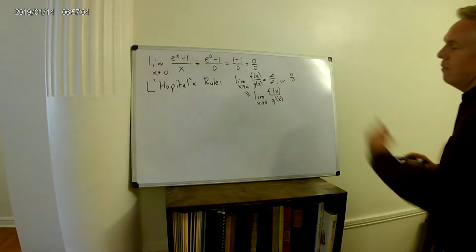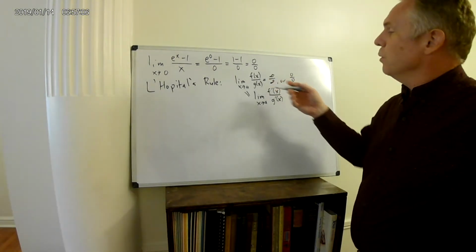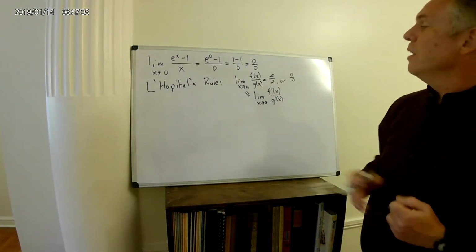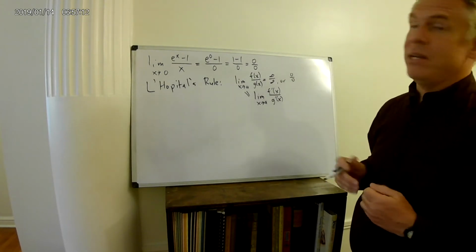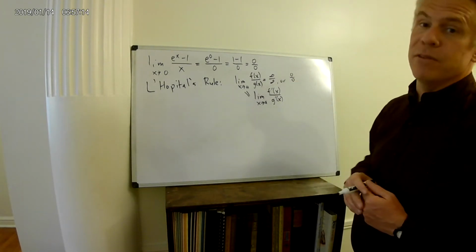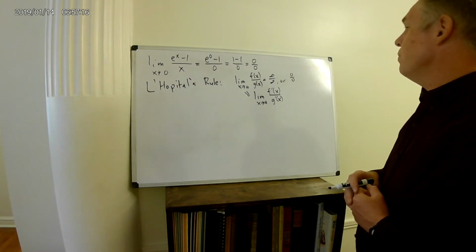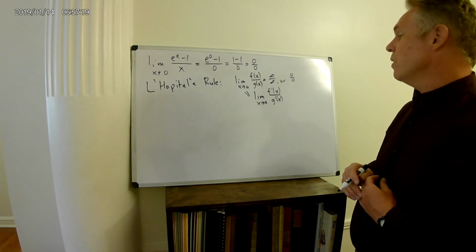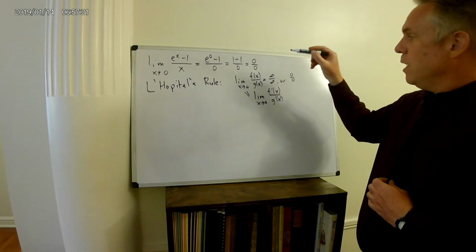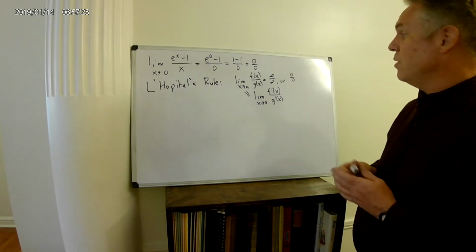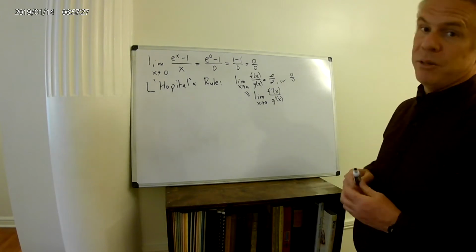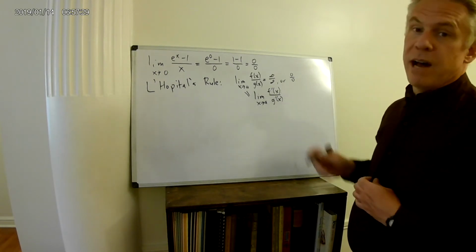So let's remind ourselves what this means. If we have the limit as x approaches a of f of x over g of x, and that limit is indeterminate, either infinity over infinity or 0 over 0, what we can do is take a derivative of what's upstairs and downstairs separately, take a derivative of each of these functions, and then evaluate the limit, and this will give us the actual value of the limit.